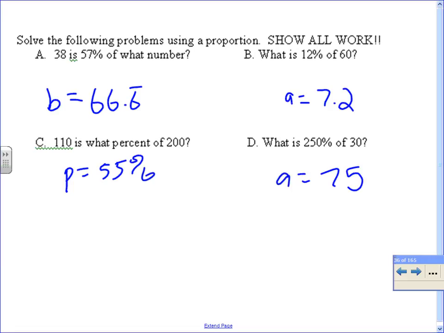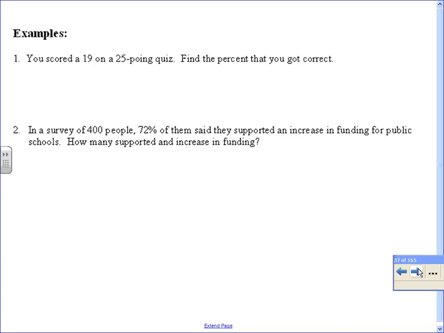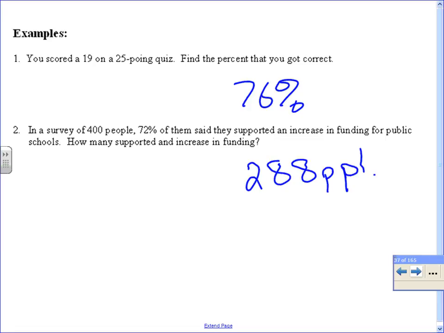Okay, Donatus, example 1. Okay, I'll come back to you, Donatus. Doug, number 1. Good, so this one is really a percent, 76%. Okay, Adam, number 2. Good, 288 people. Okay, after you're using your proportion method, that's your total, or your part, I should say. Okay, Donatus, do you have it?